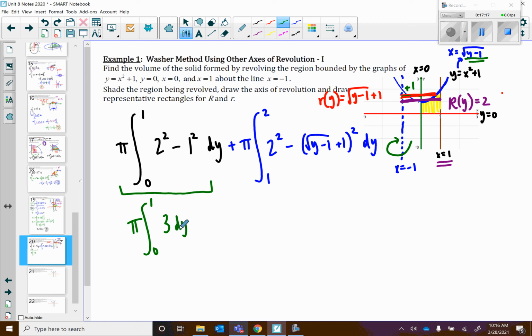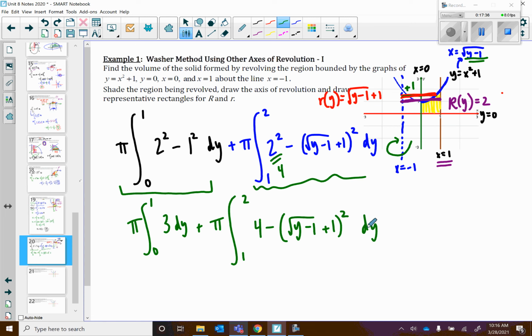You guys know how to do that one. In this, maybe you could simplify a little bit before you plugged it into your calculator, specifically maybe putting this as 4, but you could really just do the integral from 1 to 2 of 4 minus the square root of y minus 1 plus 1 squared dy.